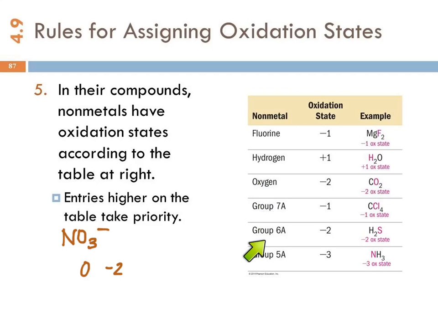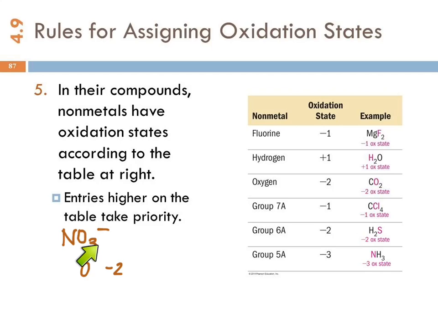If we keep going down, nitrogen is in group 5A. We would expect that it has a -3 oxidation state. But if it had an oxidation state of -3 and oxygen was -2, could the charges possibly add up to -1? No. So oxygen gets to have what he wants, and nitrogen has to suck it up and do something else.